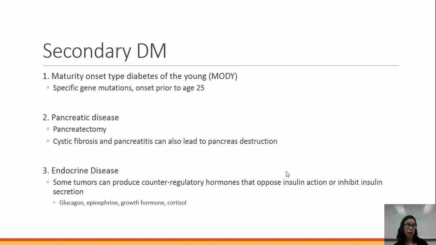Endocrine disease can also be a cause of secondary diabetes mellitus. Some tumors produce counter-regulatory hormones that either oppose insulin action or inhibit insulin secretion. Some of these hormones are listed here. For example, glucagonomas are pancreatic cancers that secrete glucagon. Cushing syndrome results in excess cortisol secretion, and acromegaly results in excess growth hormone secretion. That and many more conditions can also cause secondary diabetes.